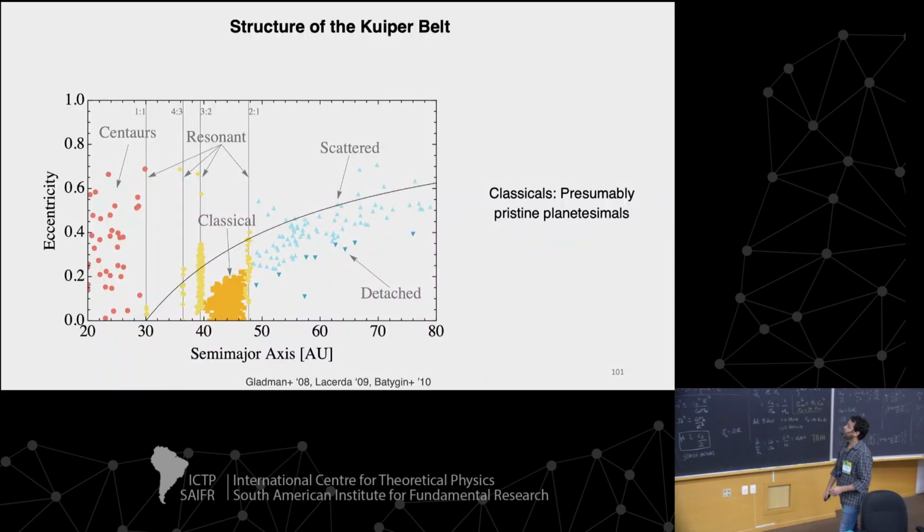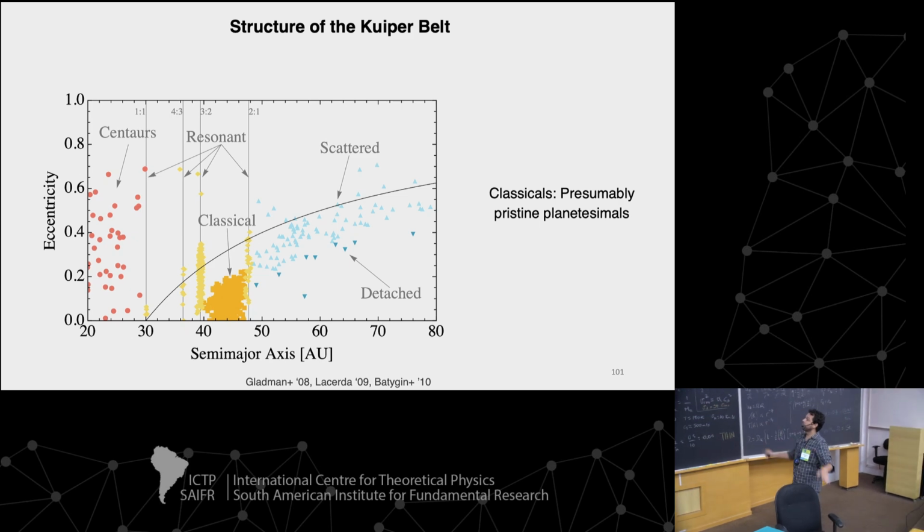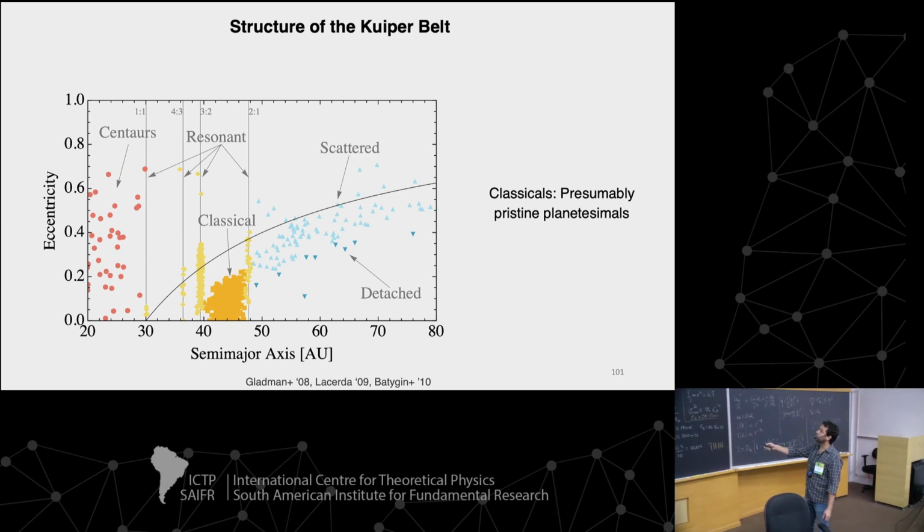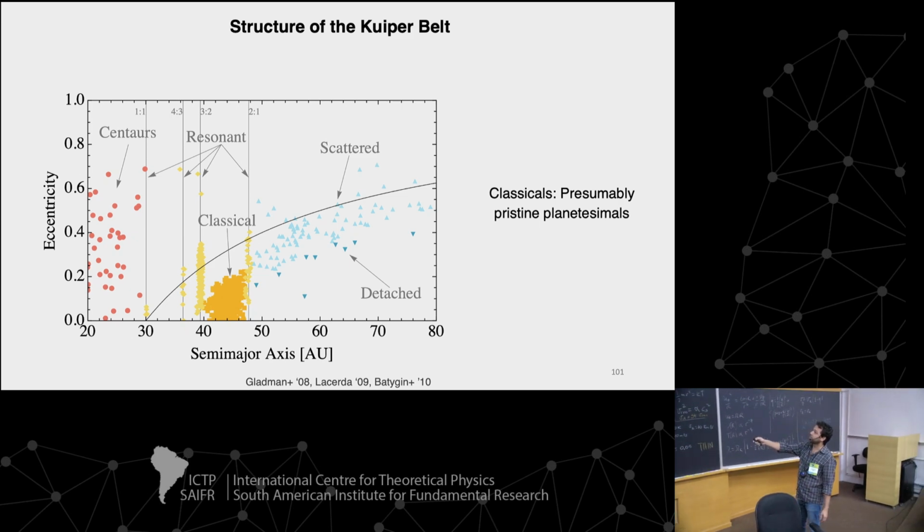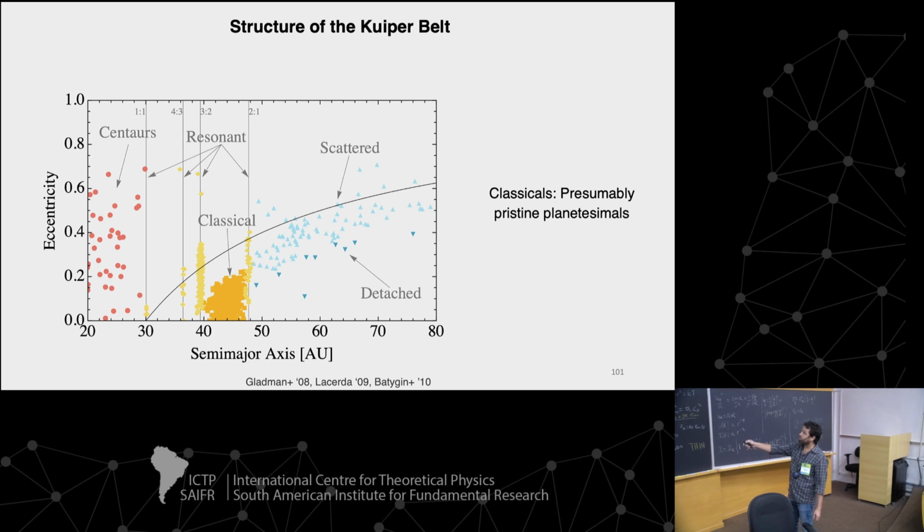So the Kuiper belt is divided into several different families. You have the centaurs, you have the resonant objects, objects that are in resonance with Neptune. This is the line here of objects that will be scattered by Neptune. So these objects here clearly had a history of interaction with Neptune. They're following this line here, right? So this is the scattered disk.